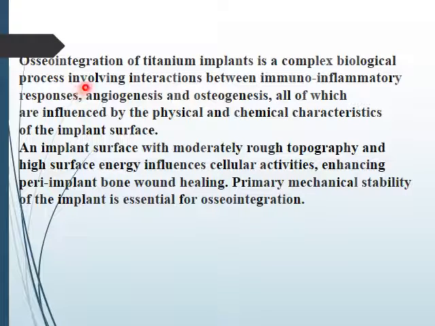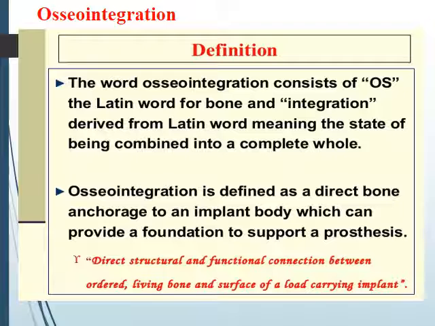Osseointegration of a titanium implant is a complex biological process involving interaction between immuno-inflammatory responses, angiogenesis, and osteogenesis, all of which are influenced by the physical and chemical characteristics of the implant surface. An implant surface with moderately rough topography and high surface energy influences cellular activities, enhancing peri-implant bone wound healing. Primary mechanical stability of the implant is essential.